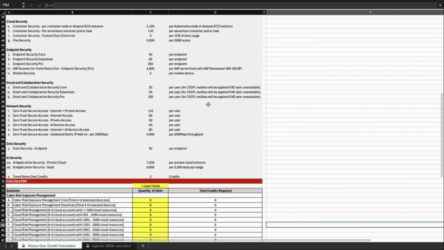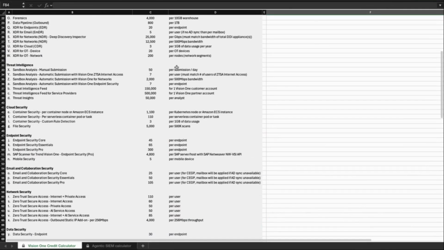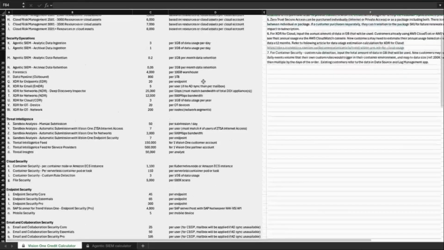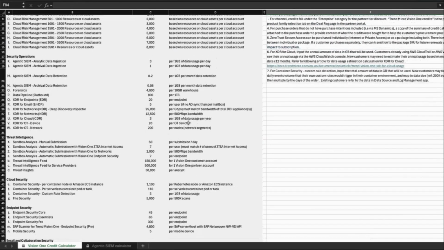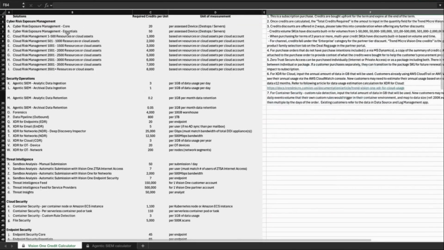Not everything is licensed by device. So some of these are licensed per user. Some of these are licensed per submission. If it's the sandbox analysis, it really depends on the feature of Vision One that you're licensing. But again, your reference guide is all right here.